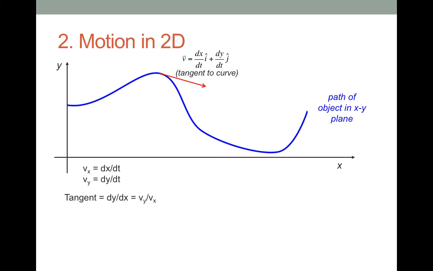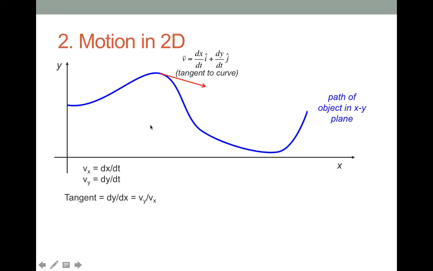We're now going to consider how velocity and acceleration are related in general when an object moves in two dimensions. We're going to take this blue curve right here to be the path of an object moving in the xy plane. And we're going to first show that the velocity vector must be tangent to this curve.